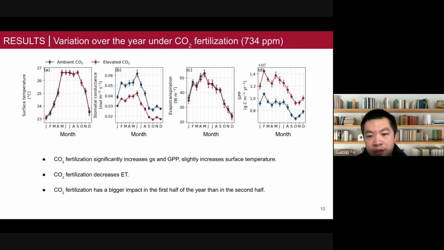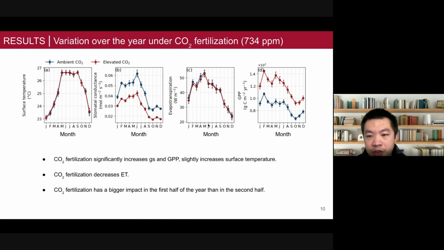We also analyze the variation over the year under CO2 fertilization and find that elevated CO2 results in a slight increase in surface temperature, with an average rise of about 0.05 degrees Celsius. Stomatal conductance significantly decreases under elevated CO2, reflecting reduced stomatal opening due to the higher CO2 availability. This reduction leads to a decrease in ET, though the change is moderate.